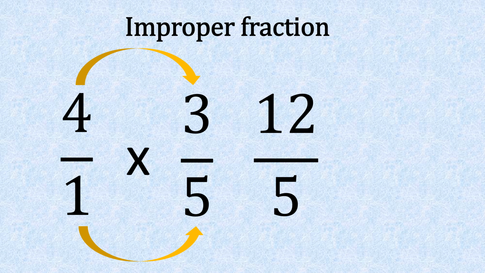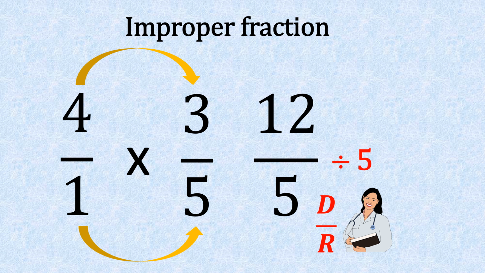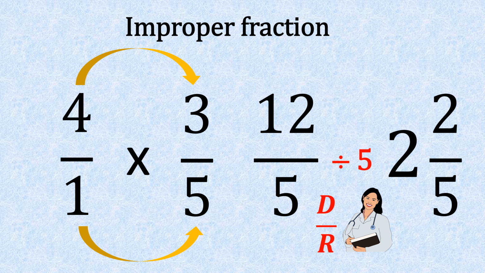Now when you feel improper, you call the doctor. We're going to use divide and remain. So 12 divided by 5 goes in 2 whole times with 2 remainder, and then we leave the bottom the same as a 5. So the answer is 2 2/5.